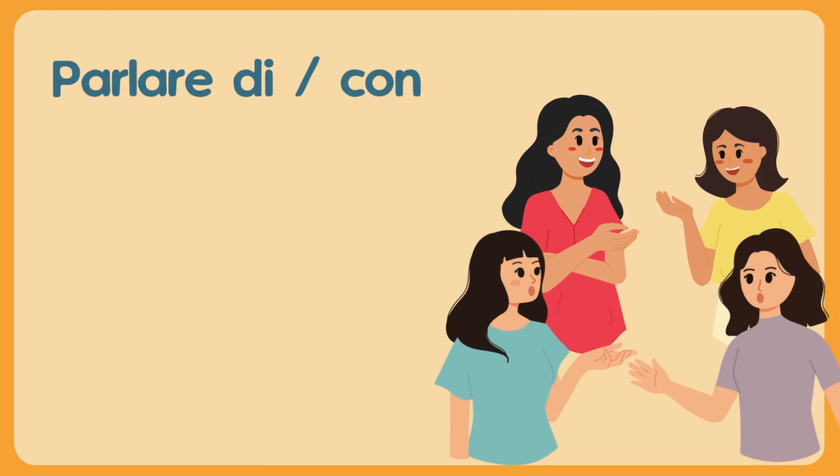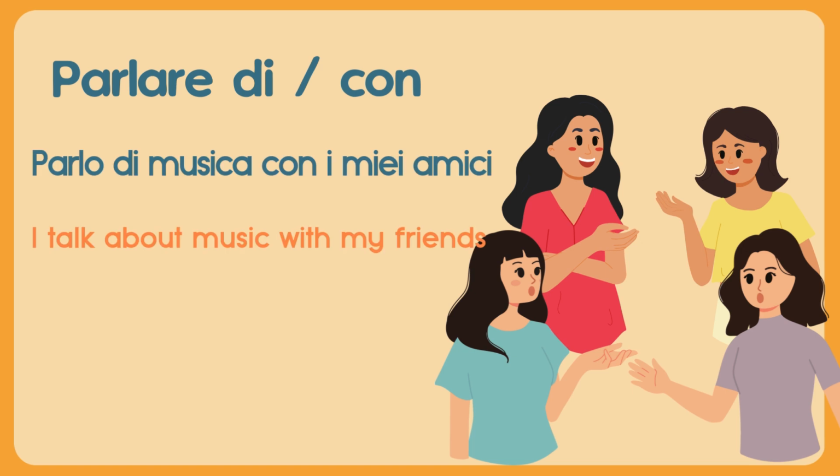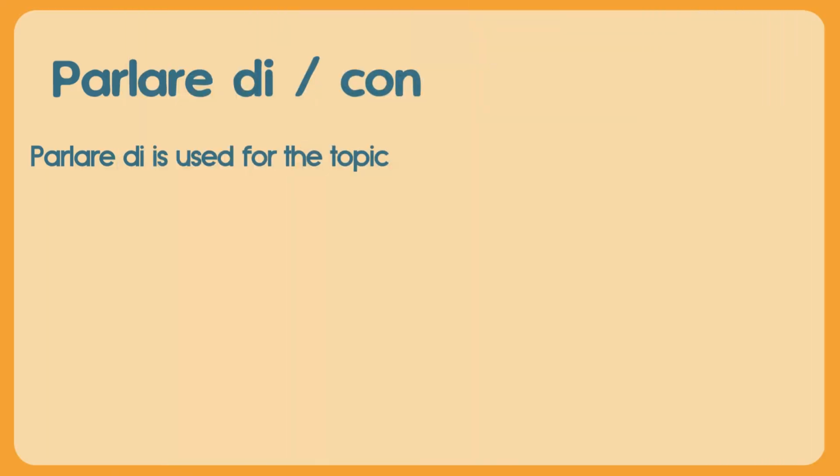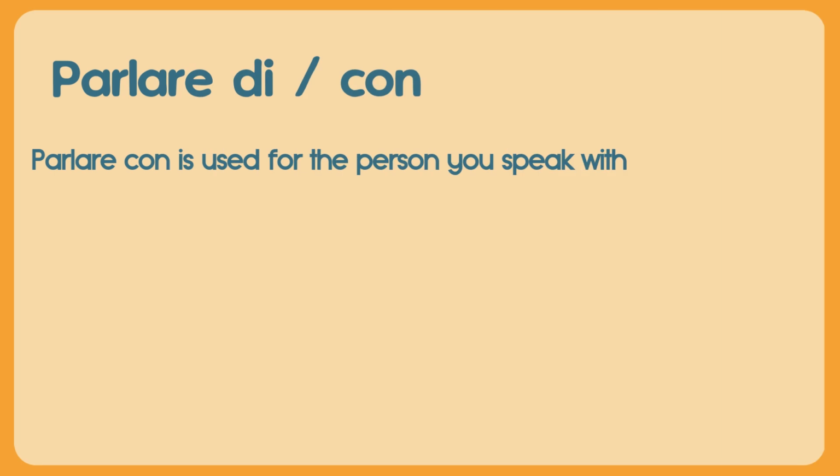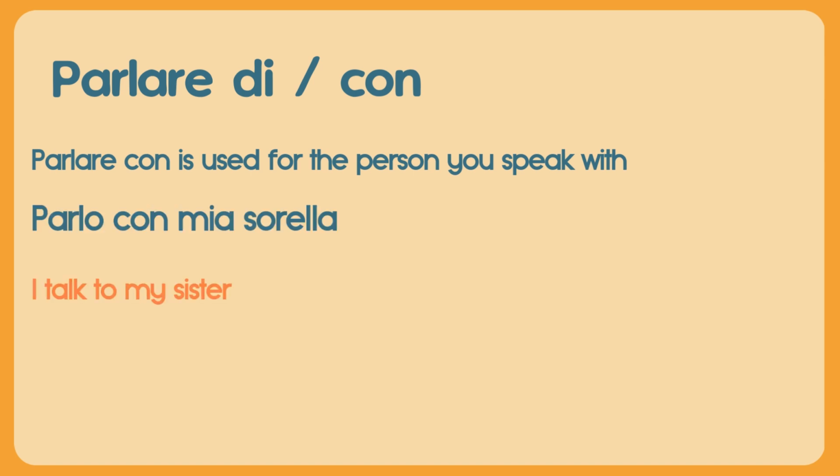Parlare di, parlare con. Parlo di musica con i miei amici. I talk about music with my friends. In Italian, parlare di is used for the topic. Parlo di scuola, di lavoro, di sport. I talk about school, work, sports. Parlare con is used for the person you speak with. Parlo con mia sorella. I talk to my sister.